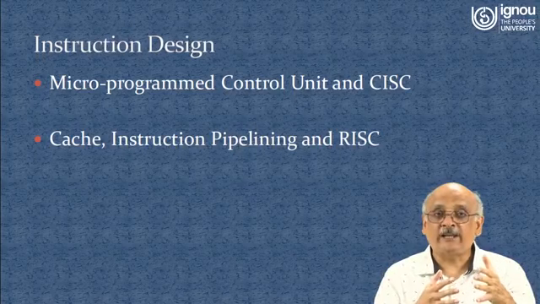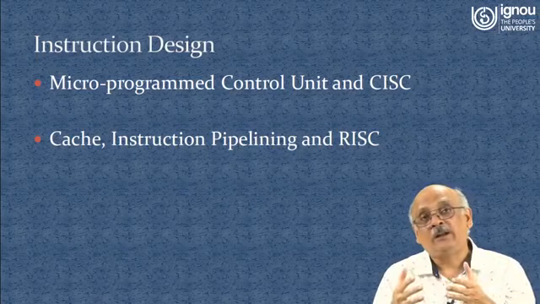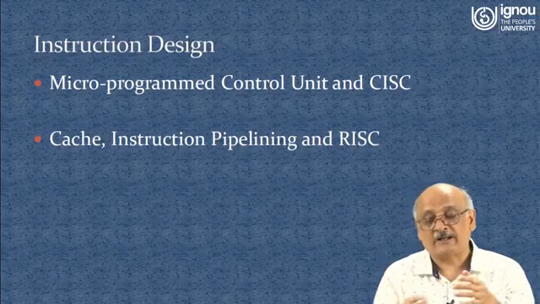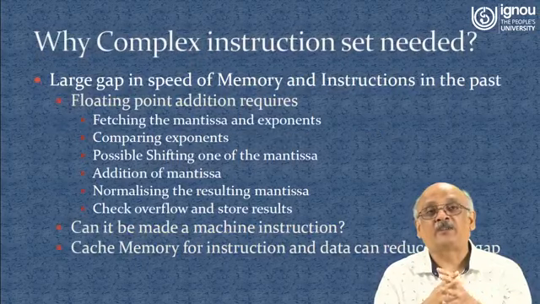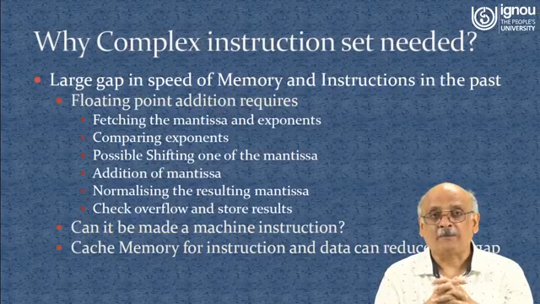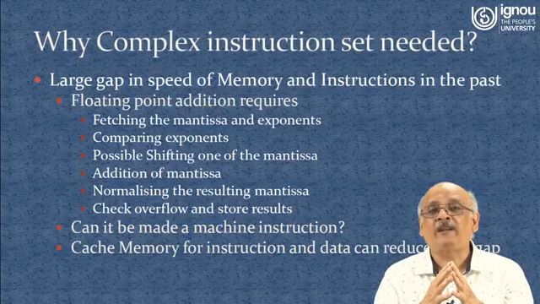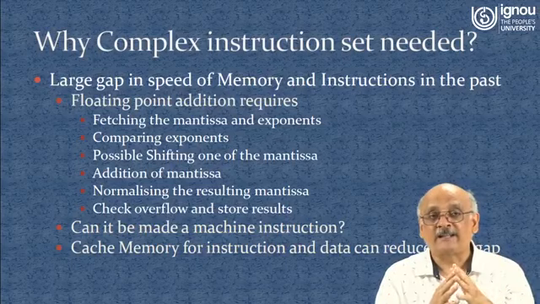Now, these were the two things which were brought in later in the development of computer instruction sets. They actually changed the whole gamut, we say, for instruction design, in the sense that reduced instruction set computers started becoming popular, and they became in fact one of the key design architectures as far as instruction sets are considered. Now, historically, why were complex instruction sets needed? There was a large gap in the speed of memory and instruction in the past. It used to exist, but cache has filled that particular gap to a certain extent, right?